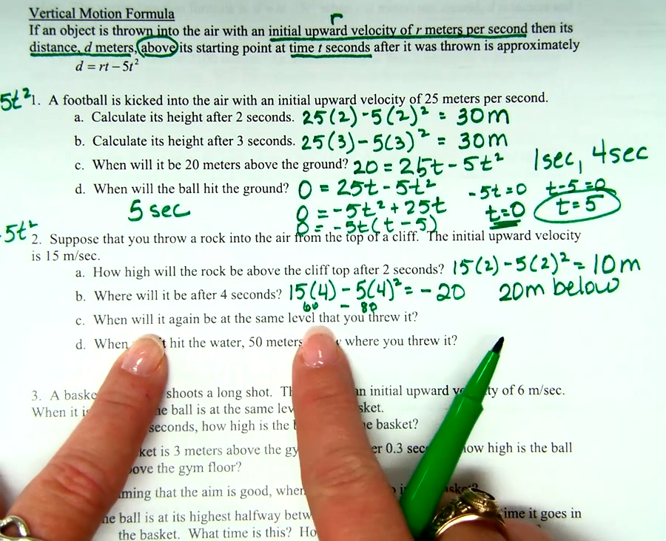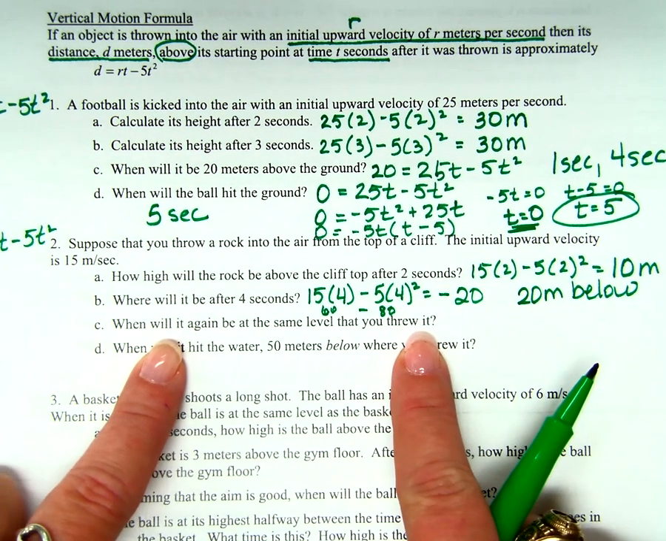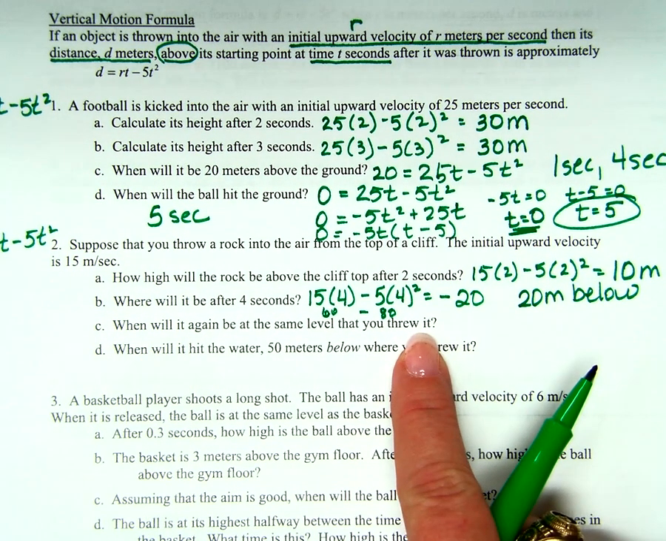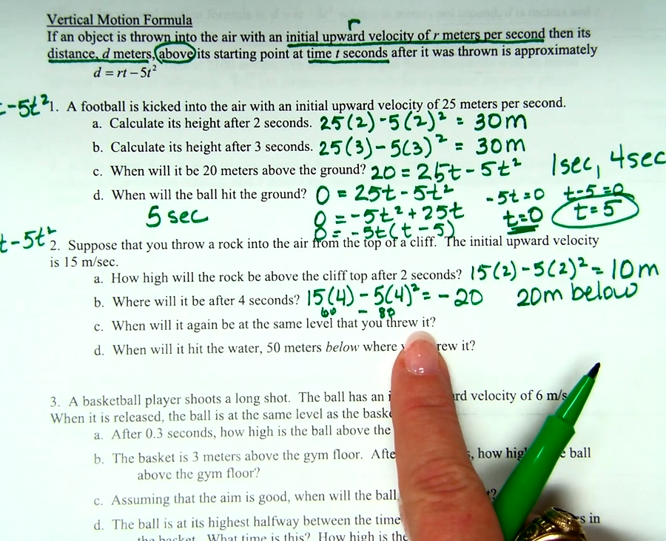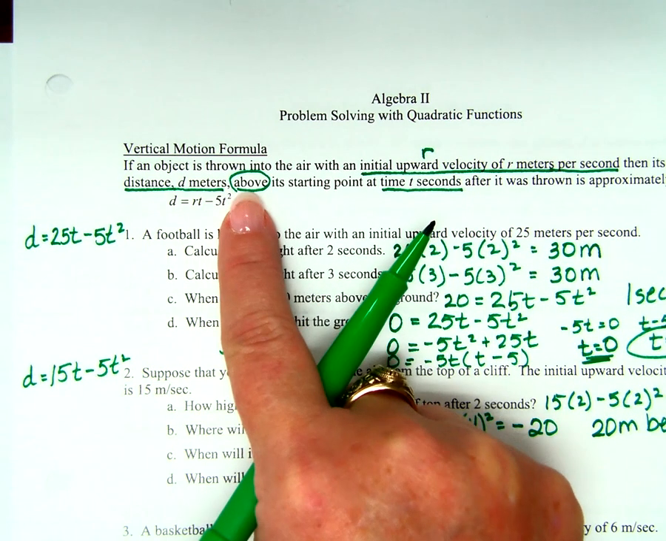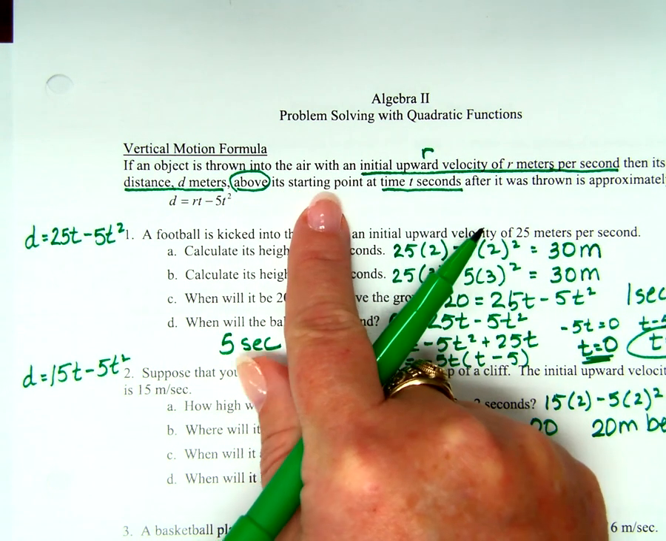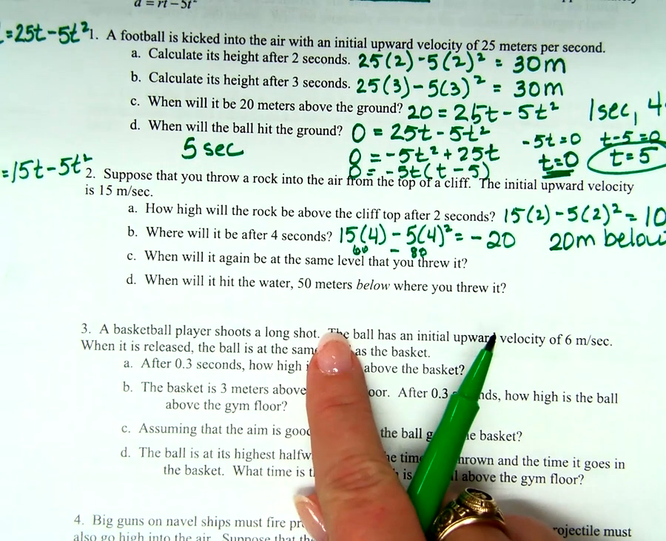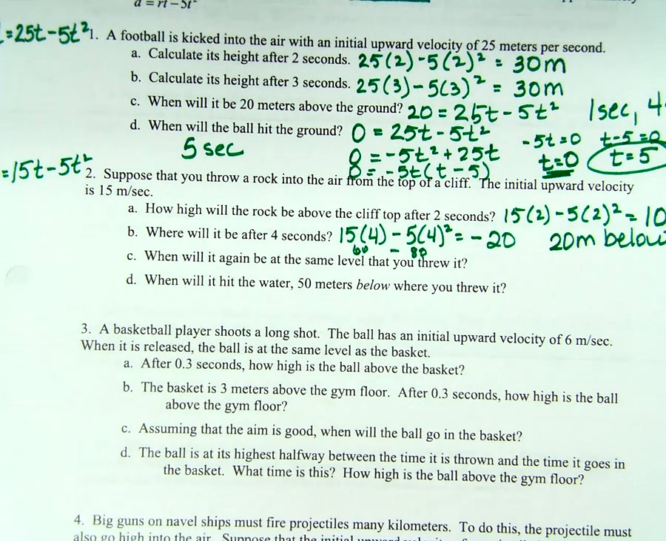When will it again be at the same level that you threw it? Did you throw it from the ground this time? No, where did you throw it from? Like where you naturally throw a ball, right? But D is where? Above its starting point. Well, where did it start? At 0. This is my starting point. If it gets back to my starting point, isn't the distance above my starting point 0? Yes.